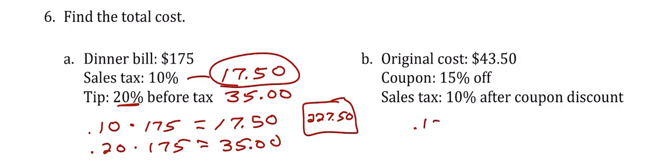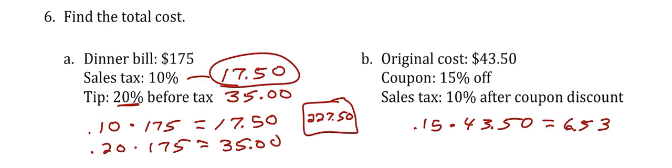Okay, so we want 15% off. So we're going to do 0.15 times 43.50, because we are going to take that off of the original price. So when we get that, we're going to save $6.53. Okay. All right. So now we have to do our sales tax goes after the discount.